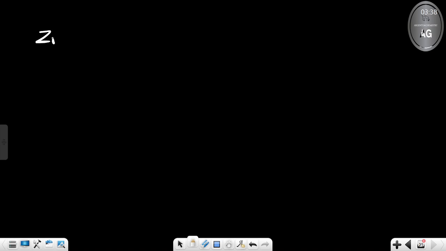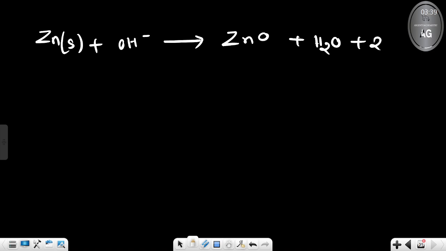So what is the reaction? Zinc plus OH minus. Zinc will take up OH minus to form ZnO plus water plus 2 electrons. So there must be 2 OH minus. Clear? The reaction is going to follow this. Zinc plus hydroxide ions will form zinc oxide, that is my electrolyte material, plus water plus 2 electrons.